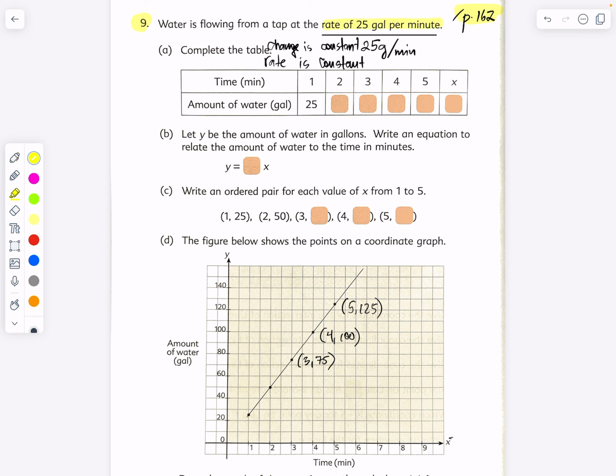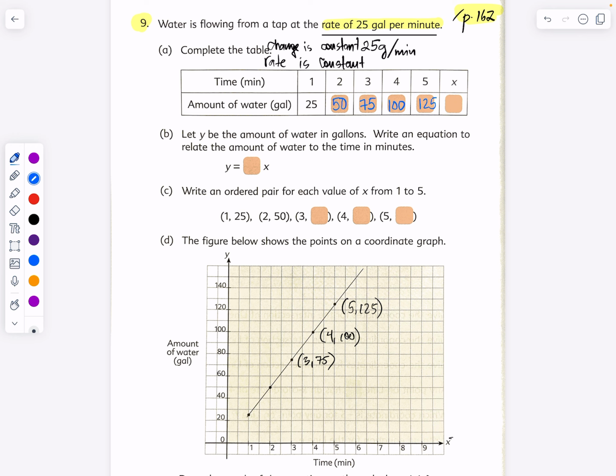We learned unit rates in 5th grade. So let's complete the table of values. 1 minute, 25 gallons. 2 minutes, double the time, double the water. 3 minutes, we triple the time, we triple the amount of water. 4 minutes, right? 25 gallons per minute. In 4 minutes, we need to take it 4 times, 100 gallons of water. 125 gallons of water after 5 minutes.